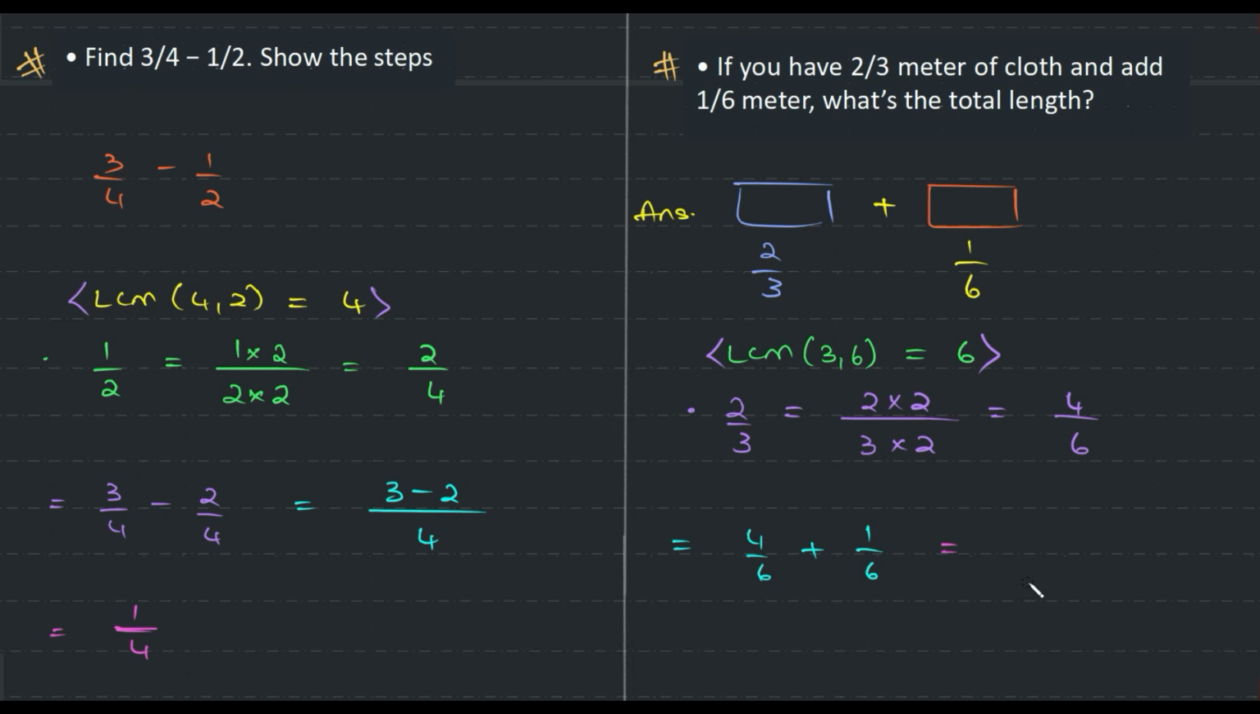Okay, let me actually do step by step. 4 by 6 plus 1 by 6, right? We're adding the numerator, and this is 5 by 6 meter. So let me write the answer over here. Total length is 5 by 6 meters.